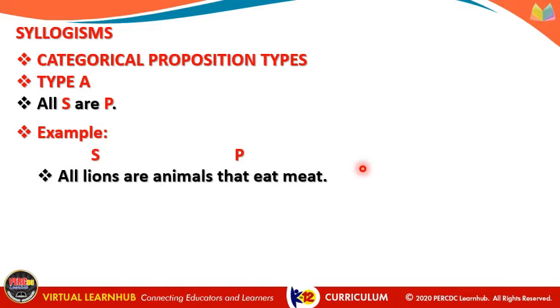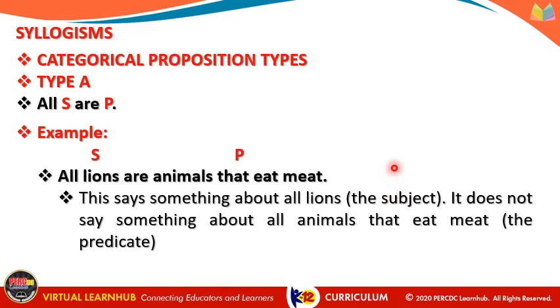Now, let us take a look at the distribution of the subject and the predicate. As we can see here, this says something about all the lions. This says something about the subject. From this proposition, we are able to see that all lions are animals that eat meat. We know that all lions eat meat. Since we know something about all of the lions, we know something about all the subject, then we can say that our subject is distributed.